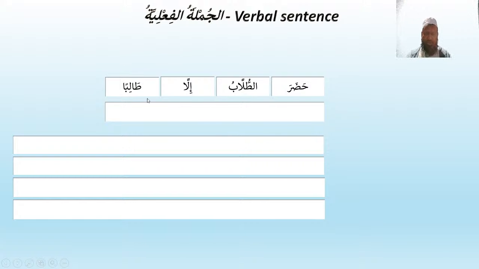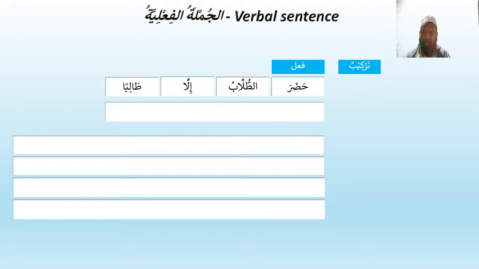It is مثبت. حضر الطلاب إلا طالبا. You cannot say حضر الطلاب إلا طالب. That's wrong, because the jumla is مثبت and illa is there, and the word after illa has to be in nasab case, mansub. So حضر الطلاب إلا طالبا.